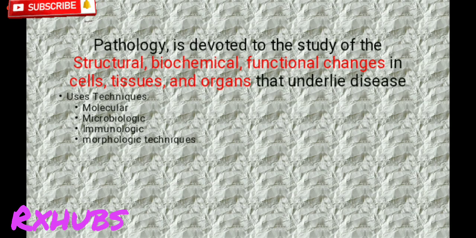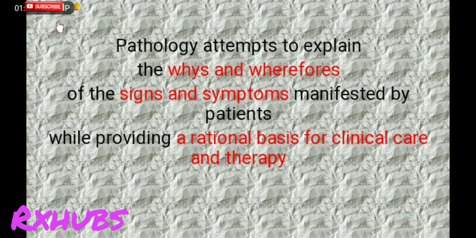We use techniques in pathology. These techniques include molecular, microbiologic, immunologic, and morphologic techniques. Pathology attempts to explain the whys and wherefores of the signs and symptoms manifested by a patient, while providing a rational basis for clinical care and therapy. That is to say, pathology involves why the disease occurs and wherefore, and also shows the signs and symptoms.